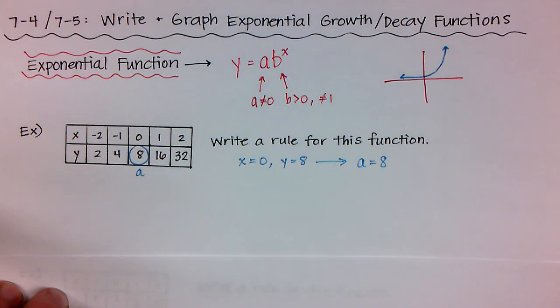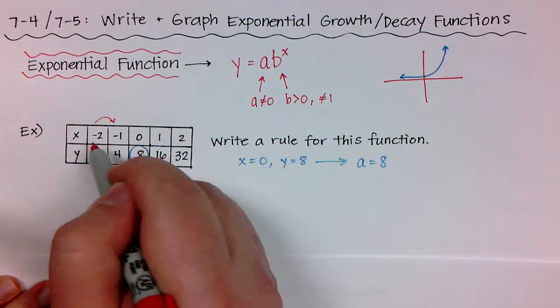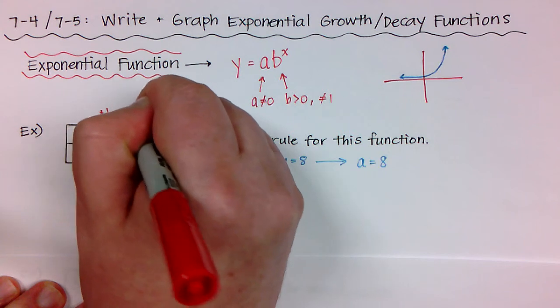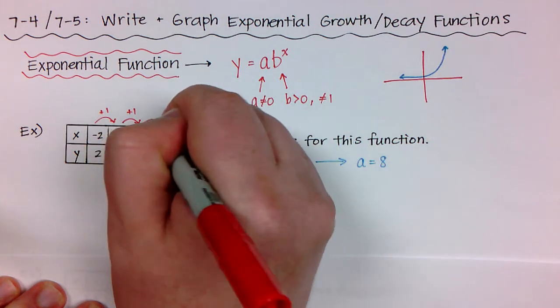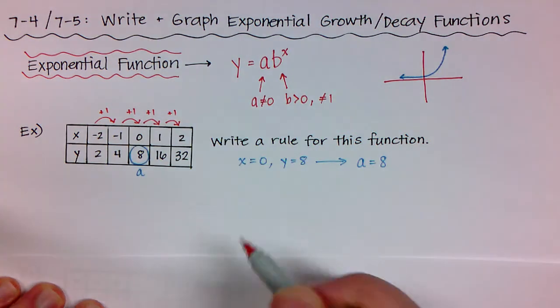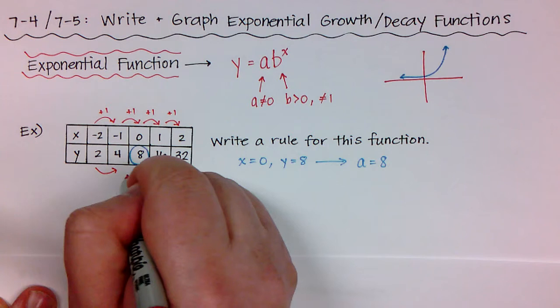The part that's going to take a lot more work is looking at the pattern that you see. Now in the top, to get from -2 to -1, I'm adding 1. -1 to 0, I'm adding 1. 0 to 1, I'm adding 1. So it looks like the pattern on the top is adding 1. The tricky part is looking for the pattern on the bottom.